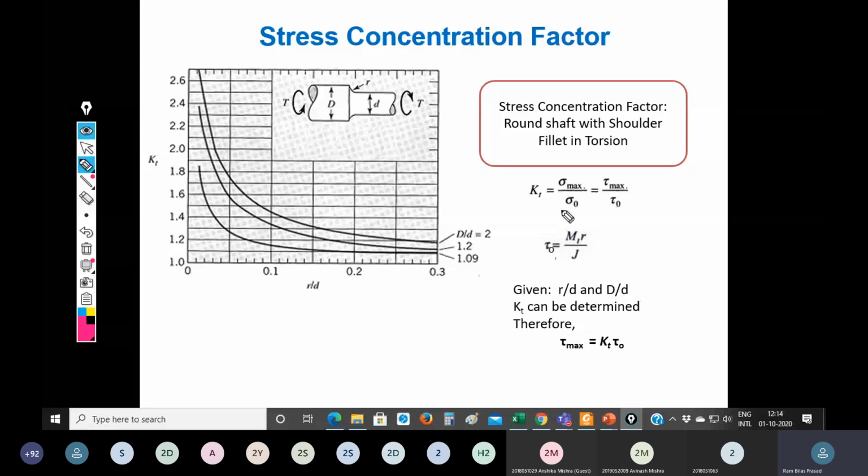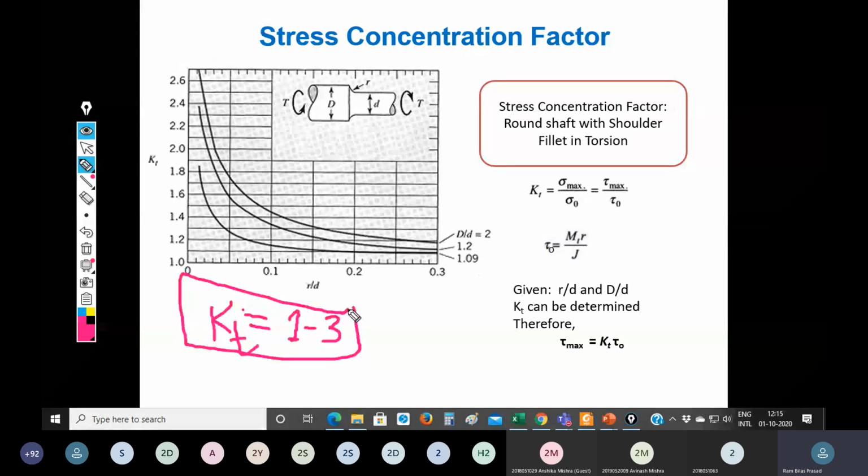Whatever the loading is or whatever the geometry is, usually Kt varies between 1 to 3, for all different types of loading and geometry, and this graph is plotted in order to determine Kt, right? And how do we get these graphs? These graphs we get after experimentation. You have to perform a lot of experiments to obtain this graph.